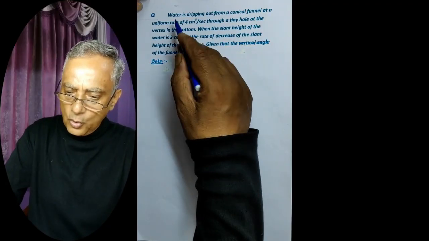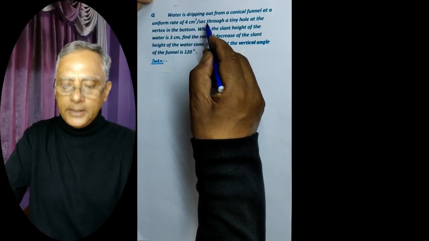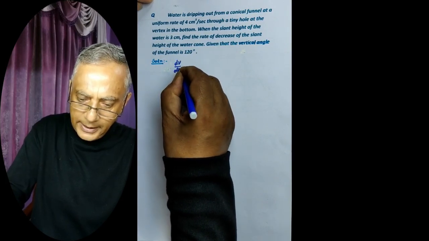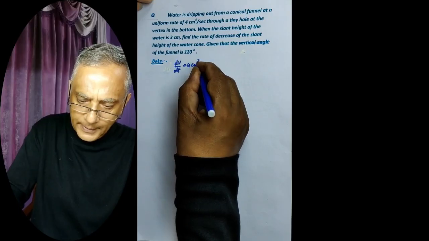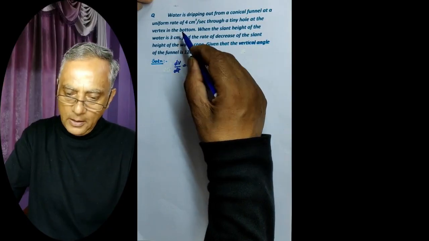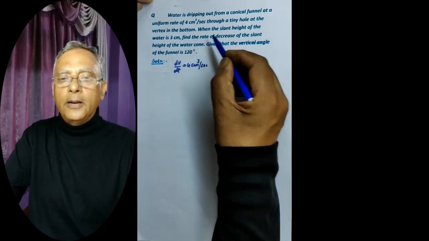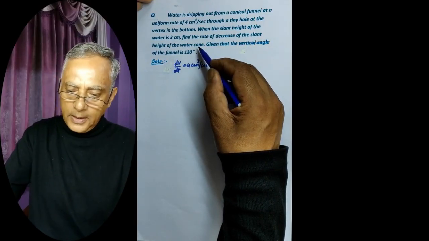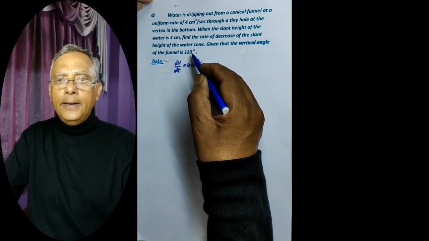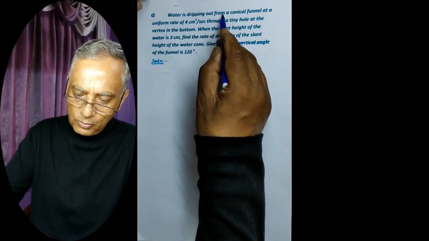Water is dripping out from a conical funnel at a uniform rate of 4 centimeter cube per second. So dV by dt is 4 centimeter cube per second, through a tiny hole at the vertex in the bottom. When the slant height of the water is 3 centimeter, find the rate of decrease of the slant height of a water cone. Given that the vertical angle of the funnel is 120 degrees.